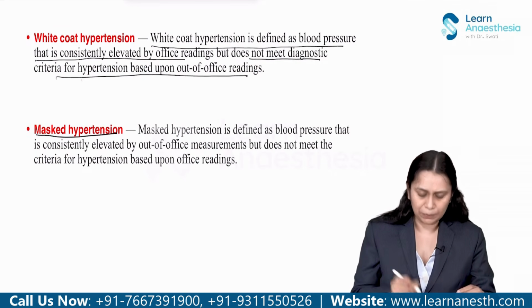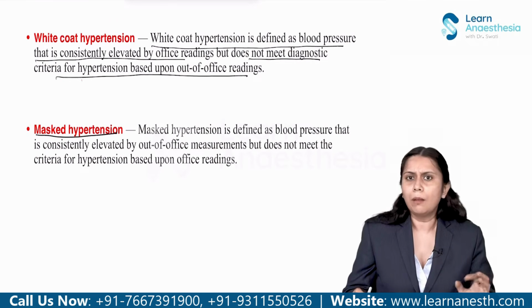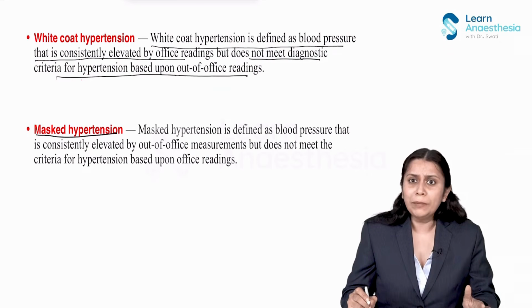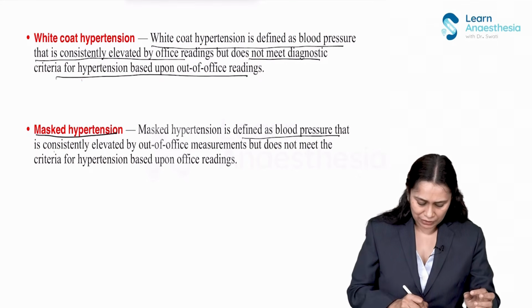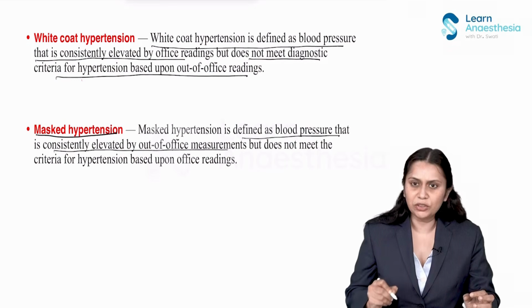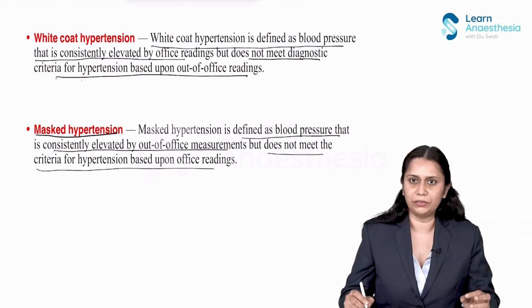Then masked hypertension is just the opposite of white coat hypertension. In masked hypertension, blood pressure is not meeting the diagnostic criteria in clinics, but out of clinic the blood pressure is elevated. So it is defined as blood pressure that is consistently elevated on out of office measurement but does not meet the criteria for hypertension based on office reading, right?